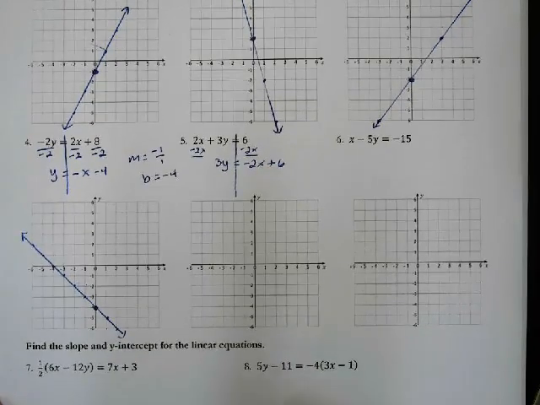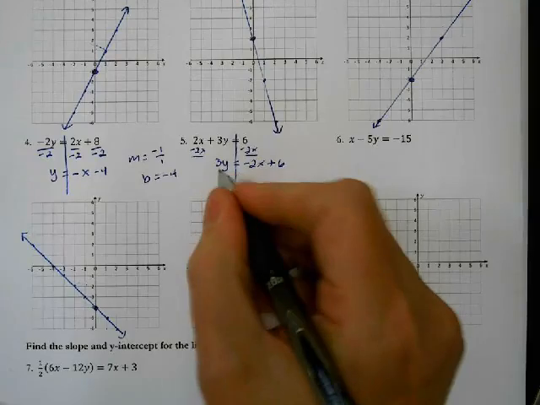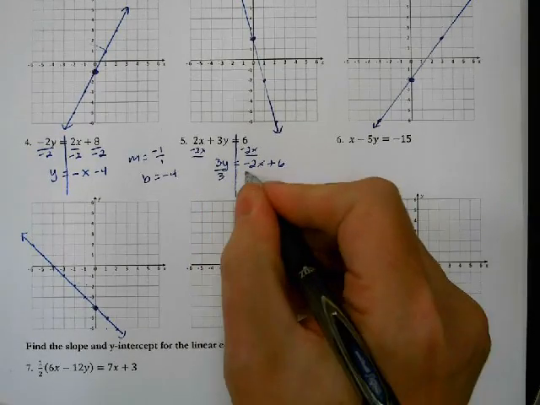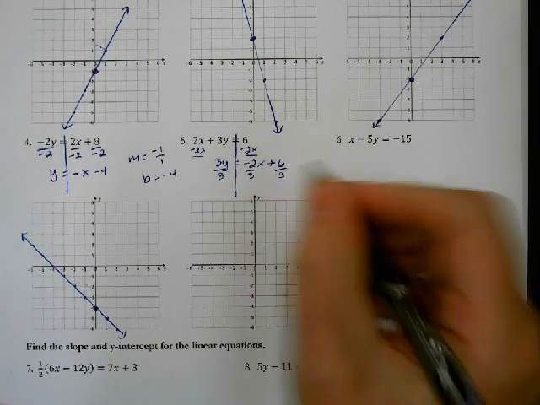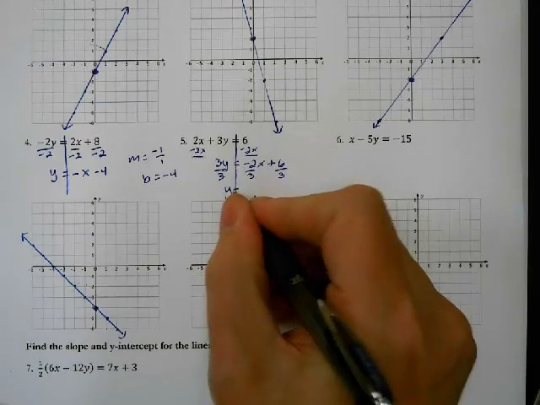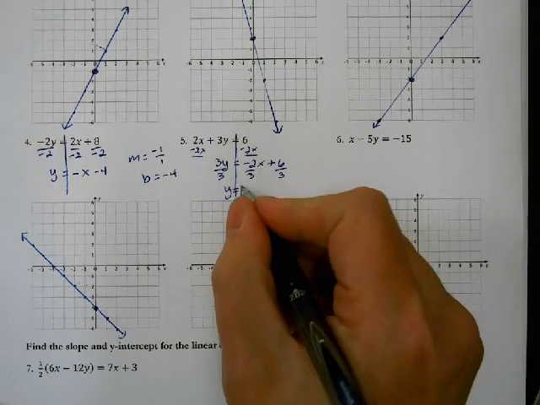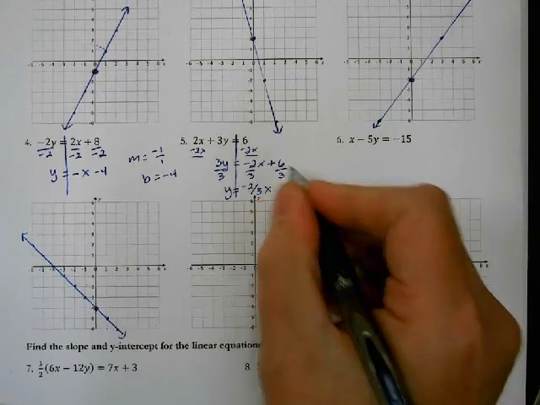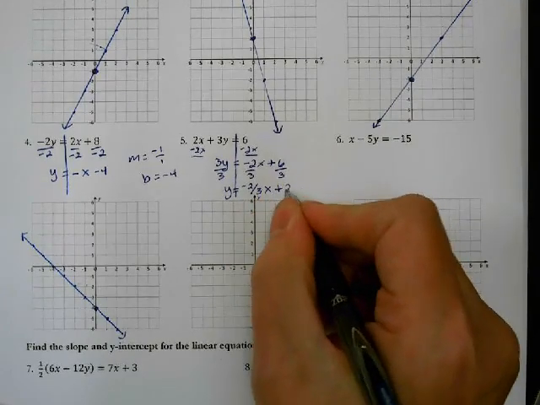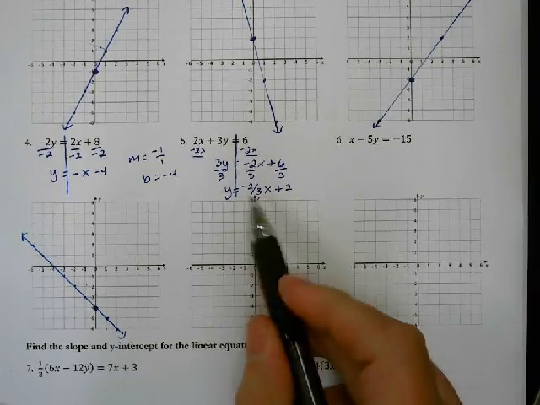Now I need to isolate the y by getting rid of that coefficient. I'm going to divide by 3. Everything gets divided by 3. What do we have left? Let's see, these don't reduce. I get negative 2/3 x. 6 divided by 3 is 2. Looks like my slope is negative 2/3.